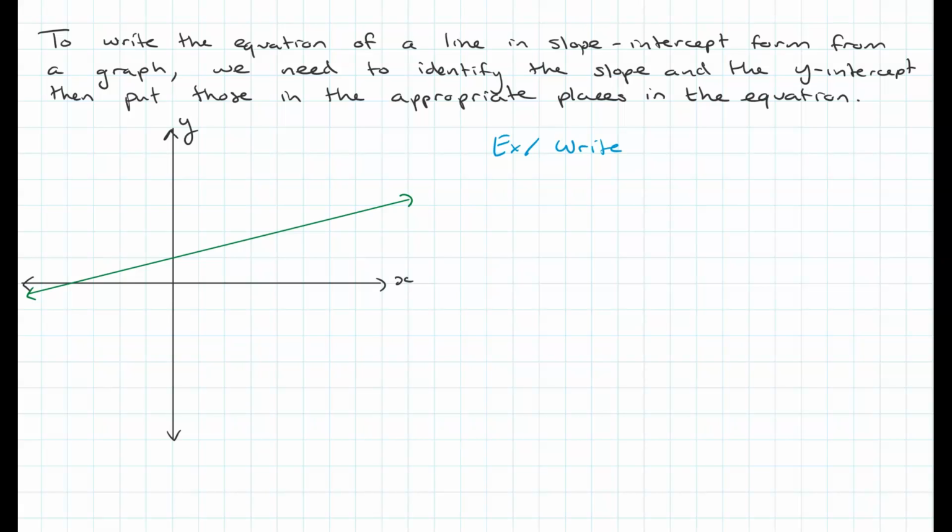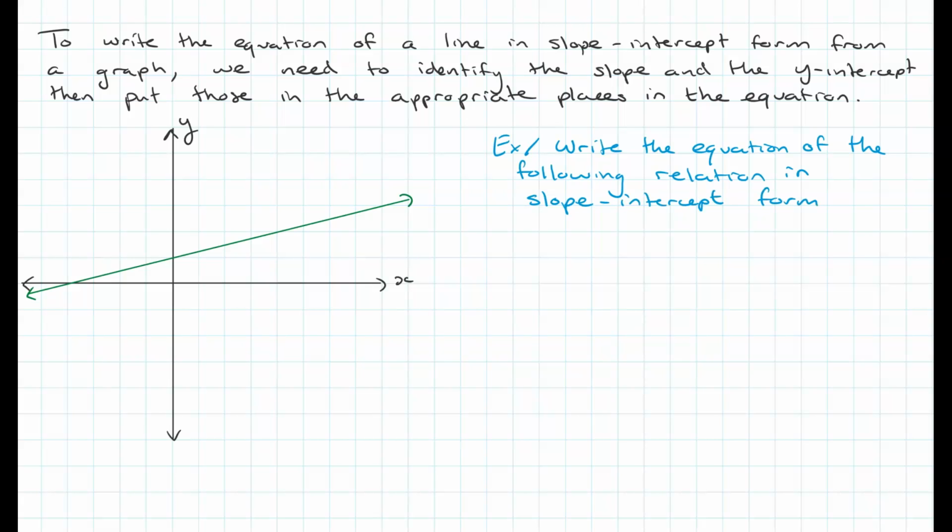So if, for example, I have this graph here, and I want to write the equation of the line. I want to write it in slope-intercept form. So I'm going to need a slope, and I'm going to need a y-intercept. So my step one is I need to identify the slope and the y-intercept.